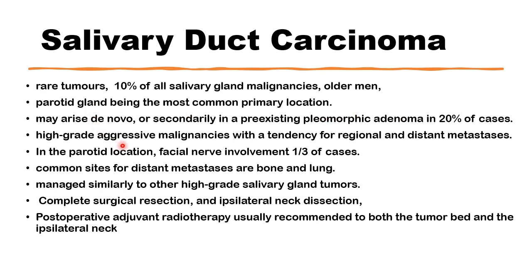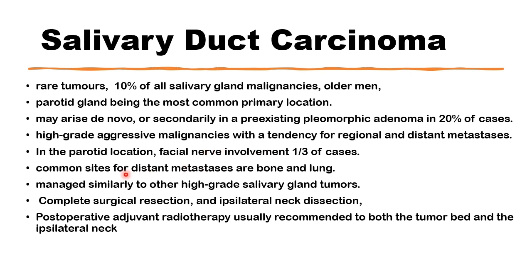They are aggressive. They have high-grade aggressive behavior with a tendency to regional lymph node invasion and distant metastasis. In the parotid, they affect the facial nerve in about a third of the cases. The common sites for distant metastasis are the bones and the lungs.